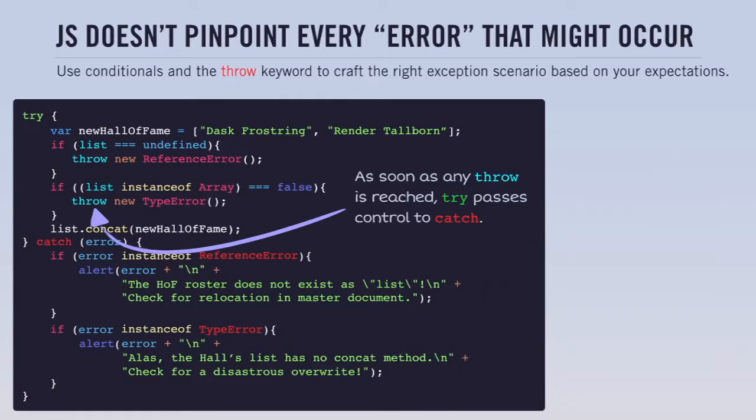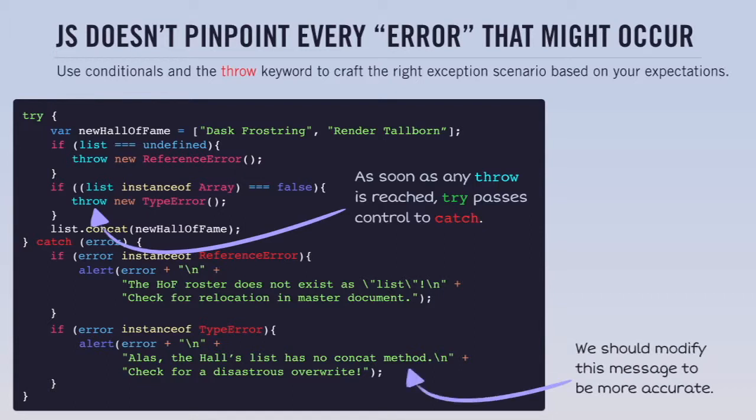Something else we should do here, now that we've got our errors a little bit more pinpointed and correct, we should modify this final error message down at the bottom where it says, alas, the Halls list has no concat method.